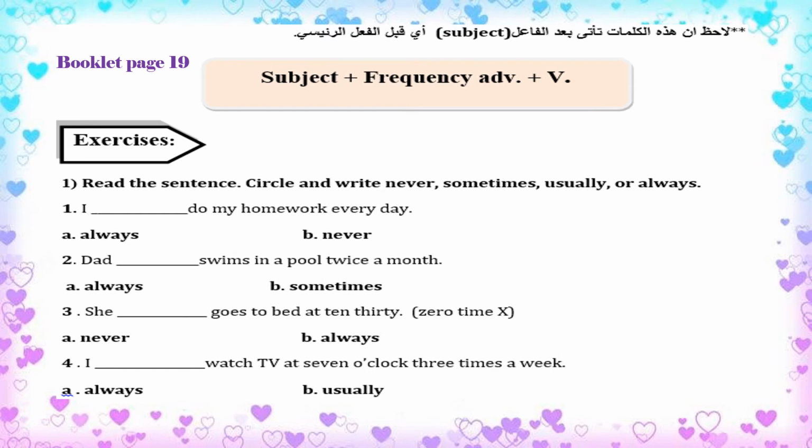Let's move to the next page in your booklet, page 19. We have the exercises. Now, number 1, read the sentence, circle and write never, sometimes, usually or always. لازم نقرأ الجملة, we must put a circle on the correct answer. Number 1, I do my homework every day. I'll give you a time to think of it.